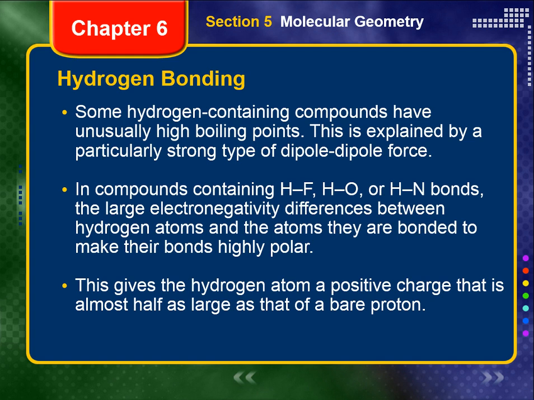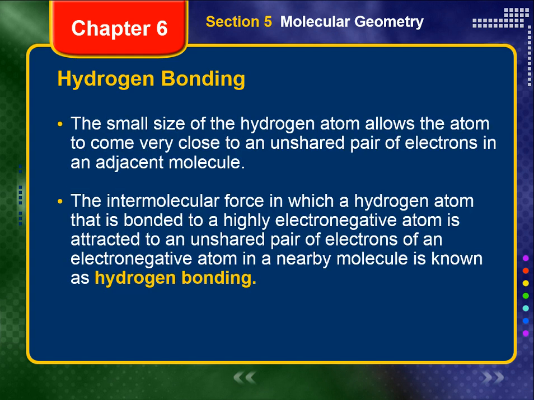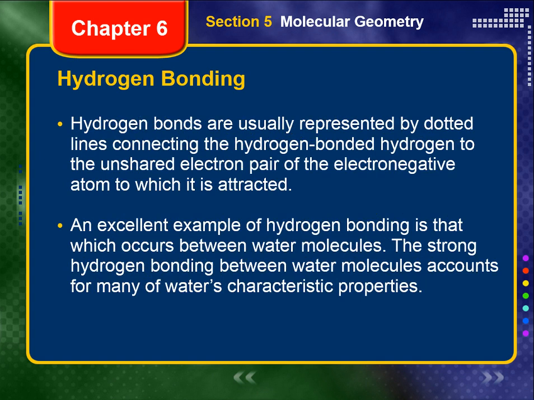The intermolecular force in which a hydrogen atom that is bonded to a highly electronegative atom is attracted to an unshared pair of electrons of an electronegative atom in a nearby molecule is known as hydrogen bonding. Hydrogen bonds are usually represented by dotted lines connecting the hydrogen-bonded hydrogen to an unshared electron pair of an electronegative atom to which it is attracted.